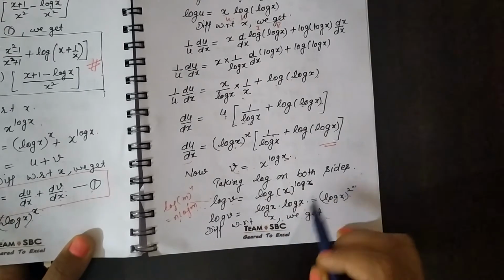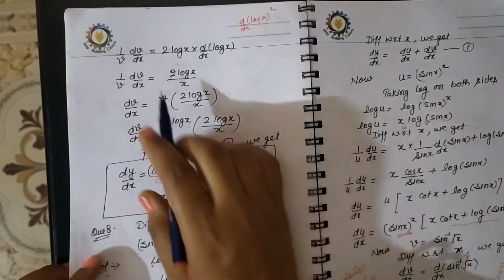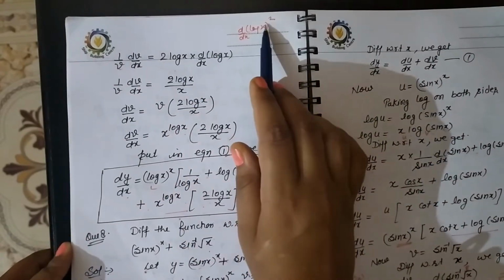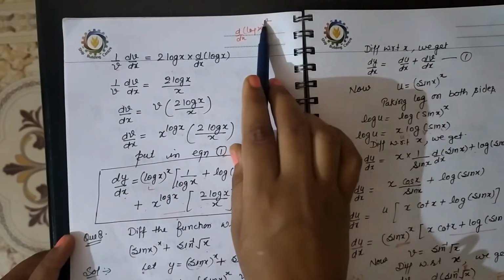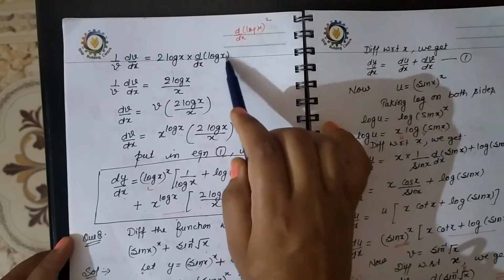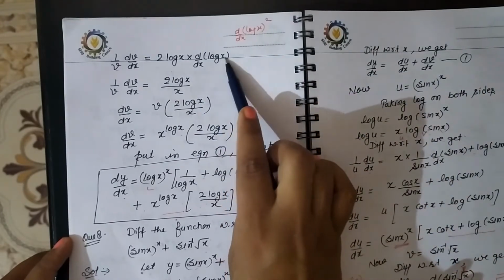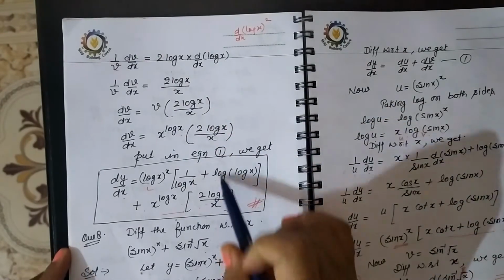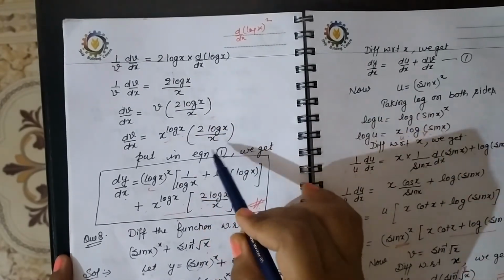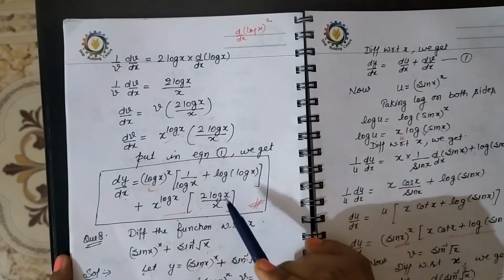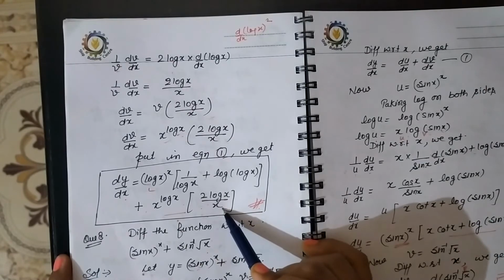Now differentiate with respect to x, derivative of log v is 1 by v dv by dx is equal to 2 log x, derivative of log x whole square. So firstly use x raised to power n, that becomes n x raised to power n minus 1, it becomes 2 log x into derivative of second function, that is log x. So it becomes 2 log x, the derivative of log x is 1 by x. So v multiply by that side. So put the value of du by dx and dv by dx in equation number 1. So we get the answer of the 7th question.